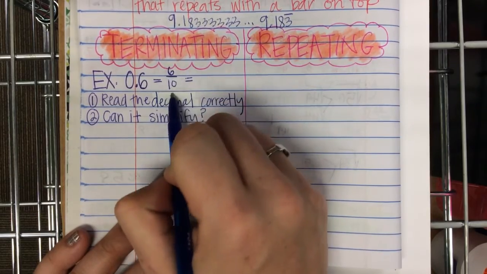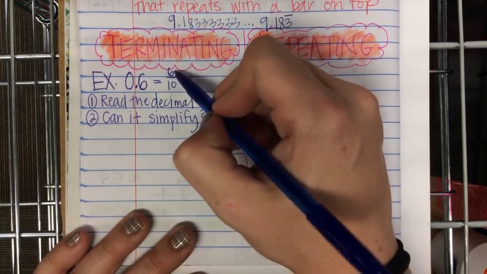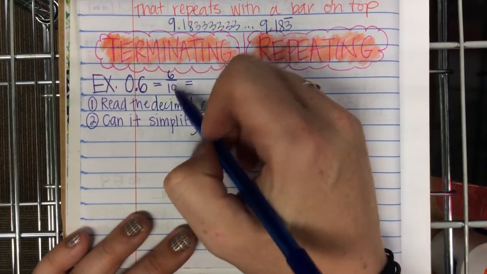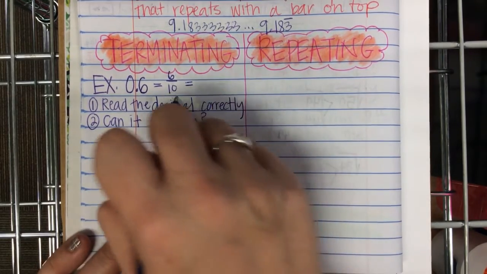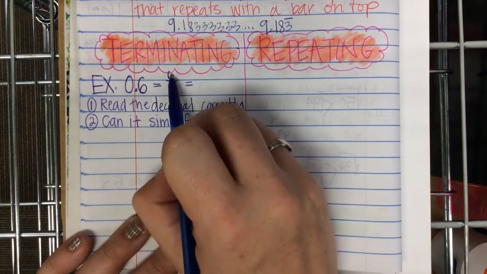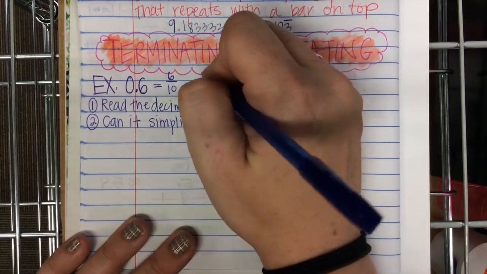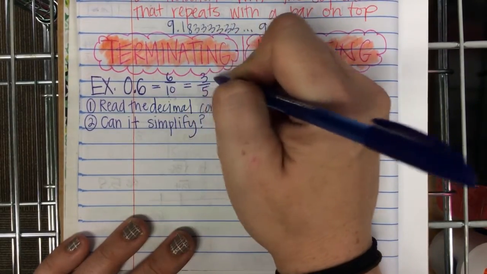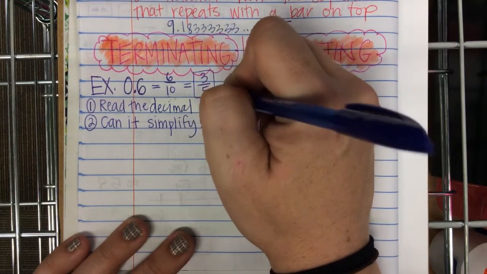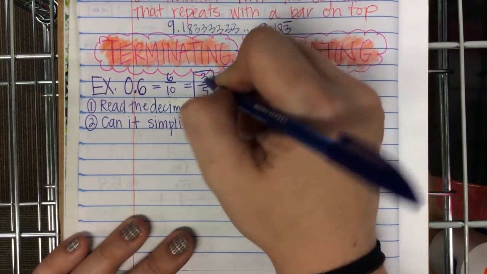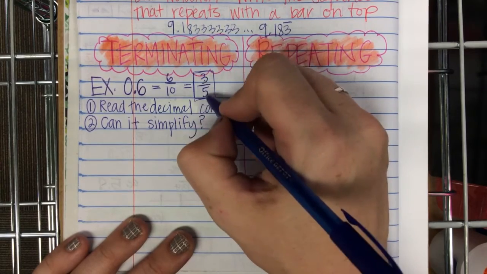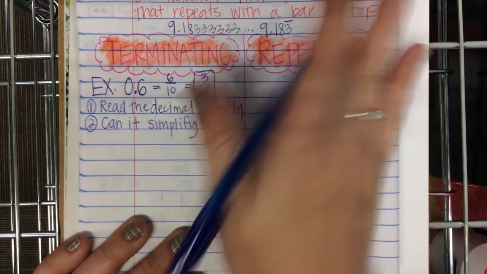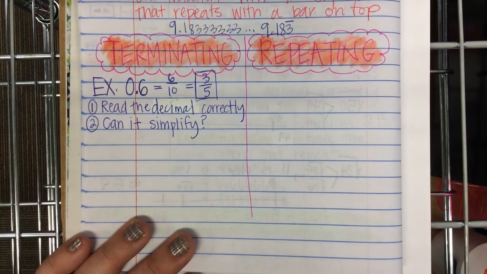Alright, so 6/10. Can it simplify? Ladies and gentlemen, they're both even. That's the easiest one to simplify, because if they're both even, Refugio, what can they be divided by? By 2. What's 6 divided by 2? 3. And 10 divided by 2? We will learn about this later on in algebra, pre-algebra. 3 is prime, and 5 is prime. We're done. No more simplifying.